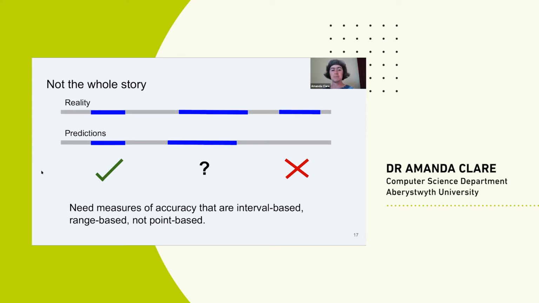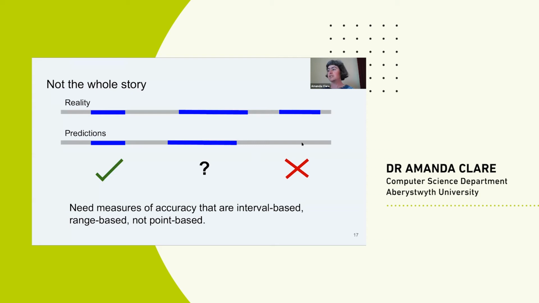So here's 3 examples of where we might make predictions and they might agree or disagree with reality. On the top bar, I've got reality, and there's 3 blue genes or 3 blue time intervals. And on the bottom bar, we've made some predictions. In the first case, we've made the prediction exactly right. It exactly aligns with the reality. In the second case, we're off by a bit. We started early and we ended early. So not quite exactly right, but it still feels pretty good.